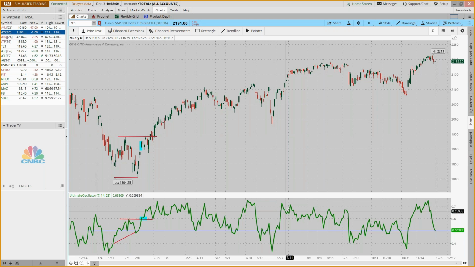Once all three have turned and line up, the trend is firmly in place at that point. So yes, you would have missed part of the move, but you've eliminated a lot of risk from that potential trade. So I think it's worth doing.